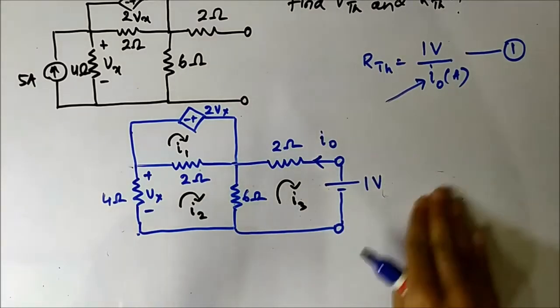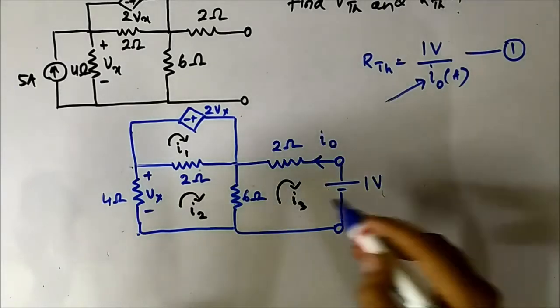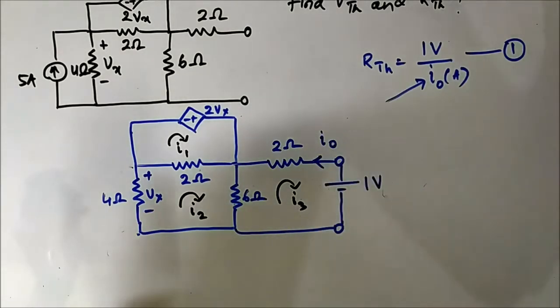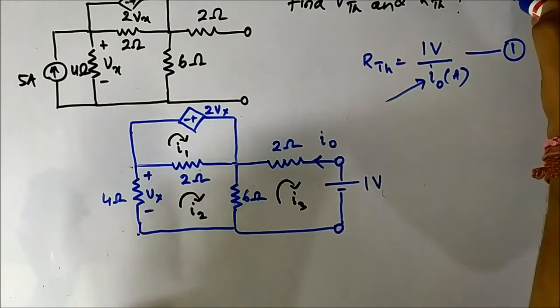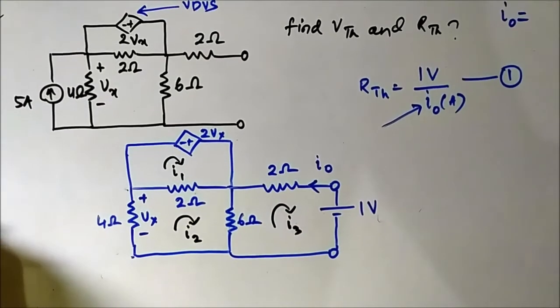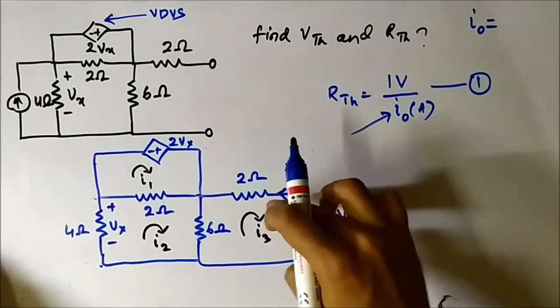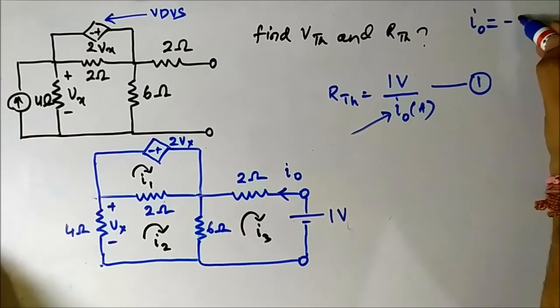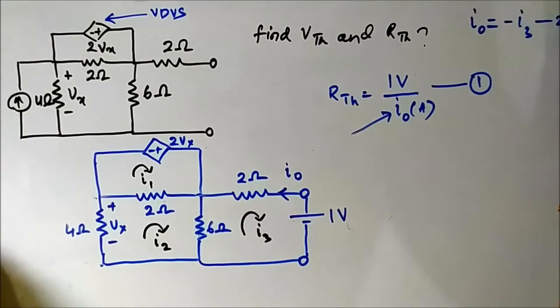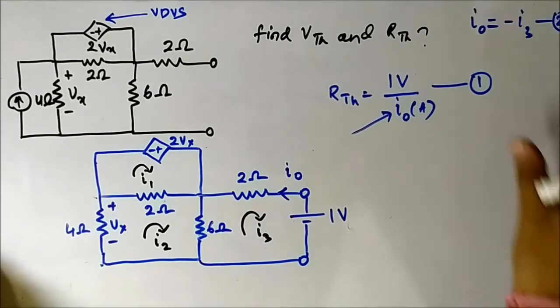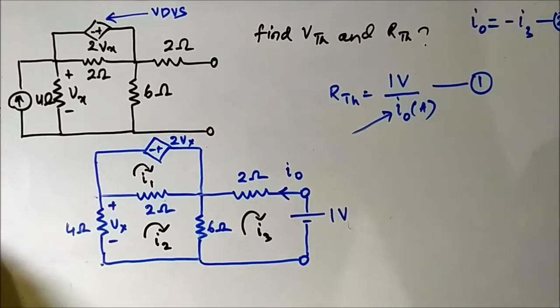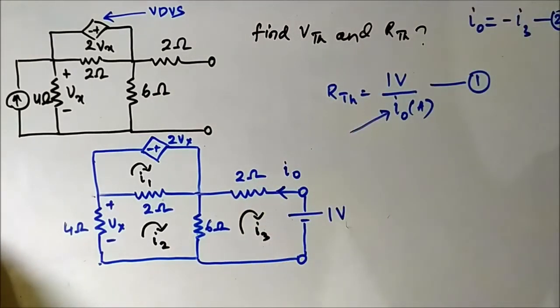Let me erase this. Another important relationship is that I0 is equal to minus I3, they are opposite in direction. I0 is equal to minus I3, that is equation number 2. I am writing here so that there is enough space here. I0 is equal to minus I3.